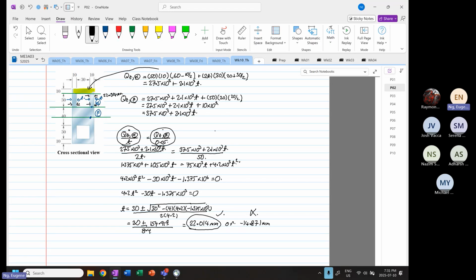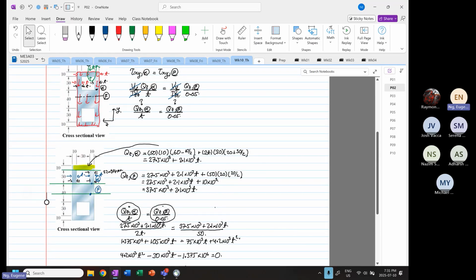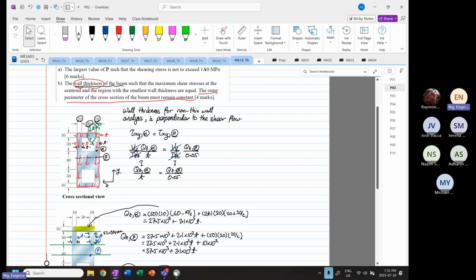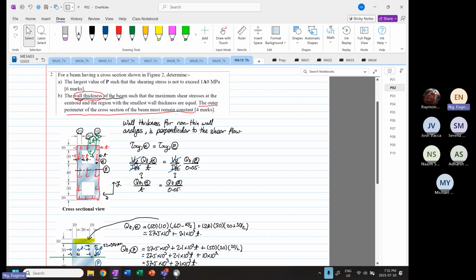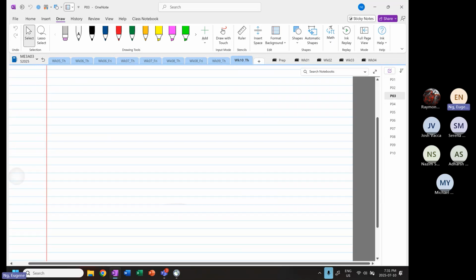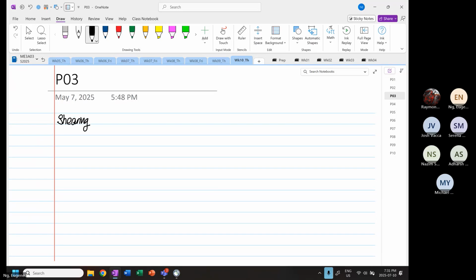Okay. So as I said, this is one of the term test questions I gave in 2022. I think it's winter 2022. Okay. A very interesting question, I think. Right. So now we are going to go into a new subtopic. And this new subtopic is shearing stress for composite material.